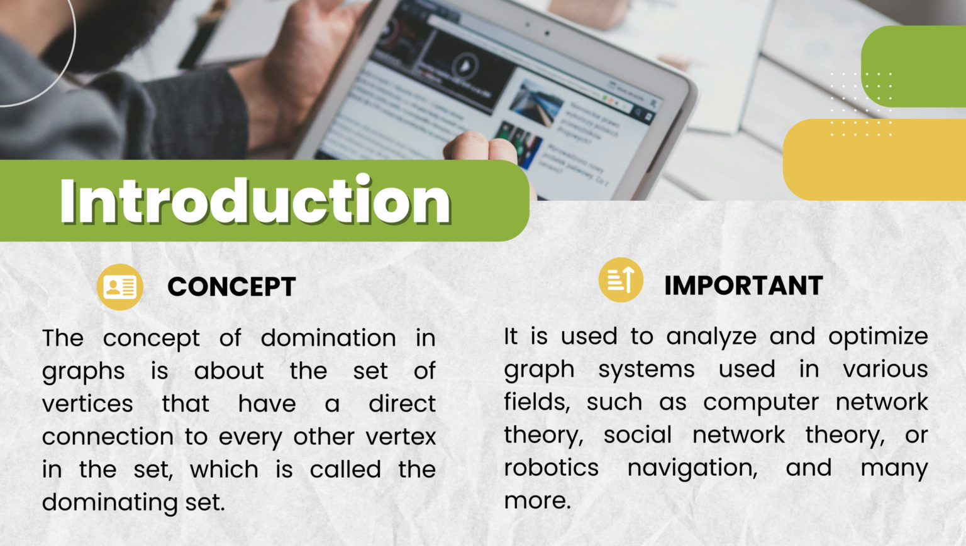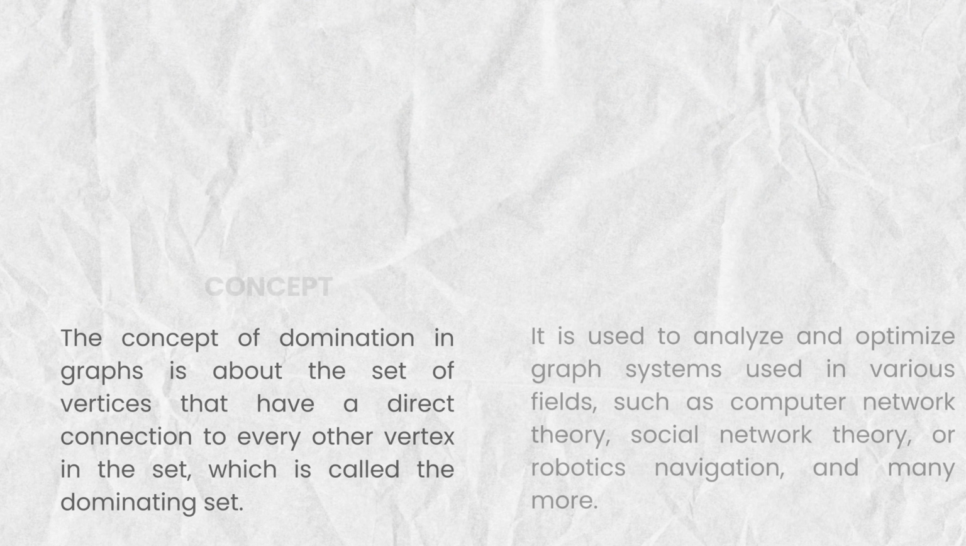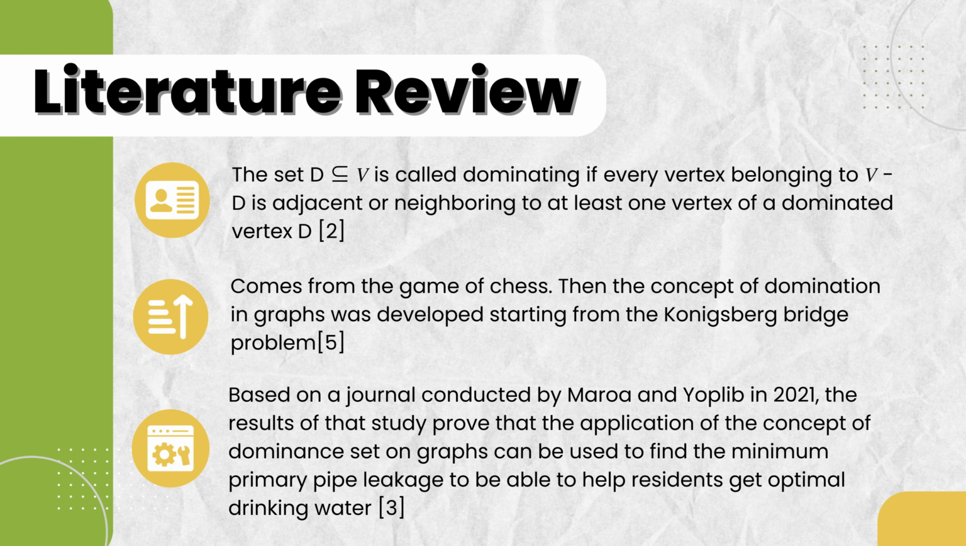The concept of domination is important in the field of graph because it is used to analyze and optimize graph systems used in various fields such as computer network theory, social network theory, or robotic navigation, and so on. It is important to understand the concept of domination and the domination number, which is the minimum size of the domination set required for all vertices in a graph. By the way, this material I reviewed from various literature.